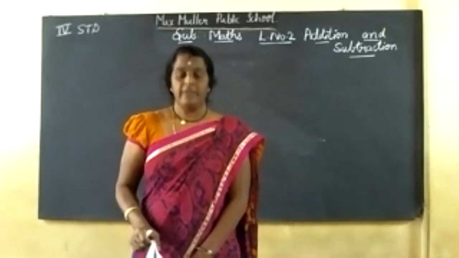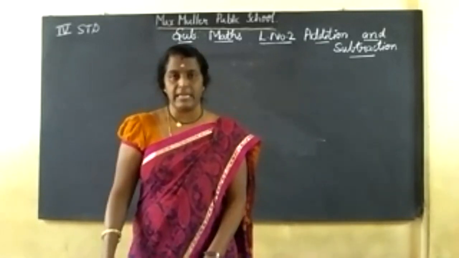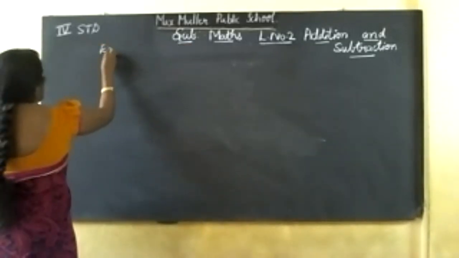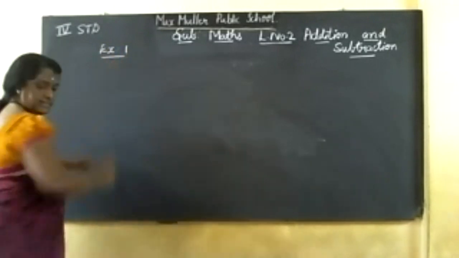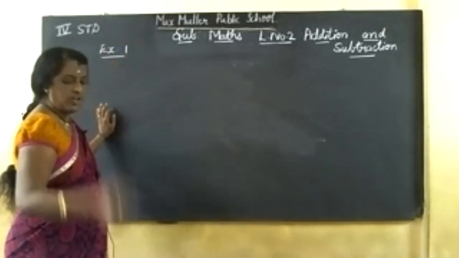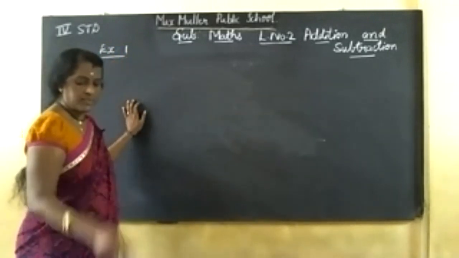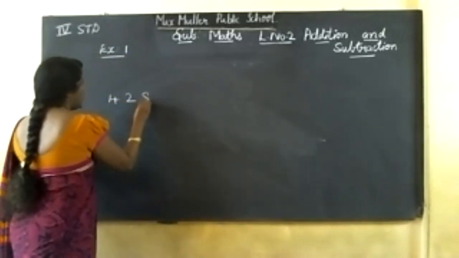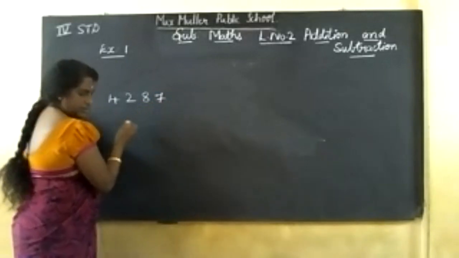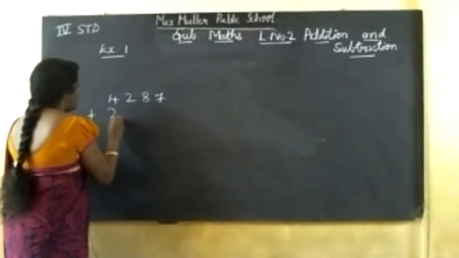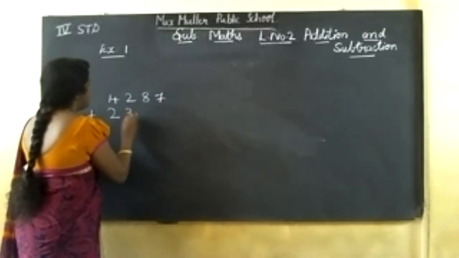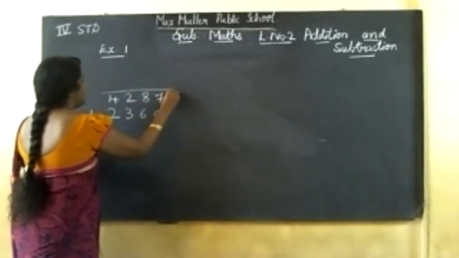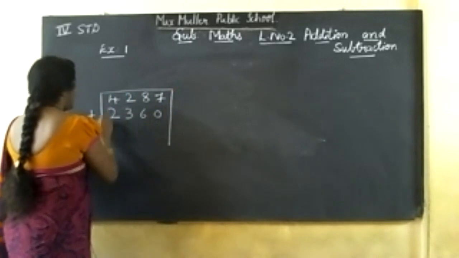Now exercise 1. Open textbook page number 106, exercise 1. In exercise 1, 4 sums are there. Okay, I'll do 2 sums. 4287 plus 2360. In your book they have given the sum like this, no?